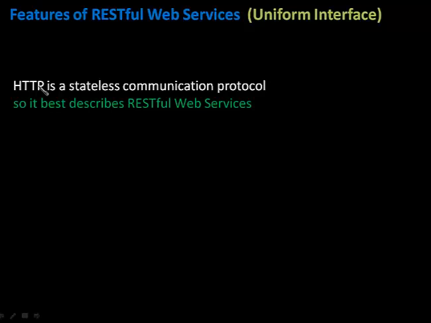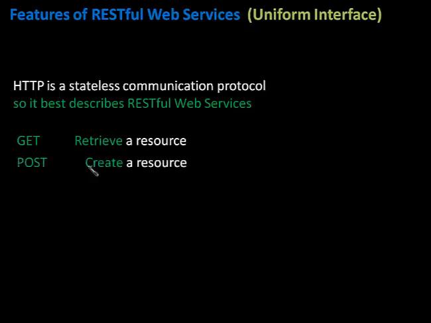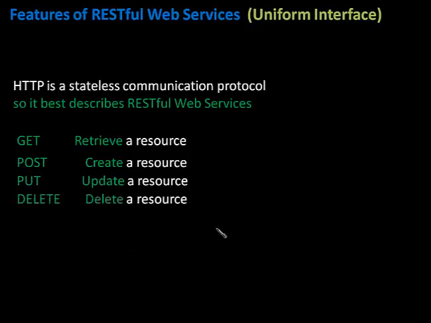RESTful web services use four main HTTP methods: GET to retrieve a resource, POST to create a resource, PUT to update a resource, and DELETE to delete a resource. This means that when you write RESTful web services, you implement all these four methods for each resource in your RESTful web services program. So, if a client just wants to retrieve the resource, he would invoke the GET method of that resource.